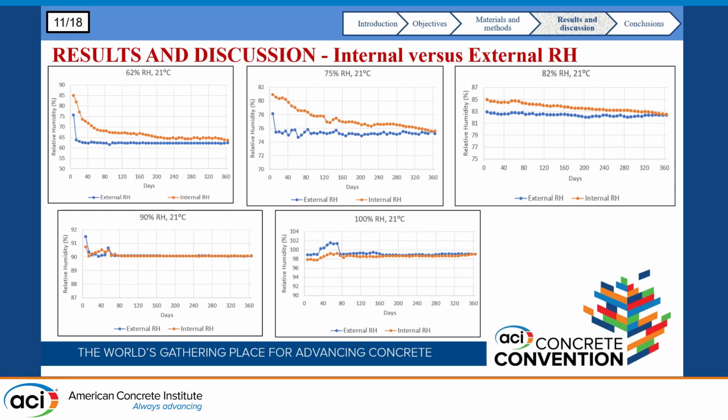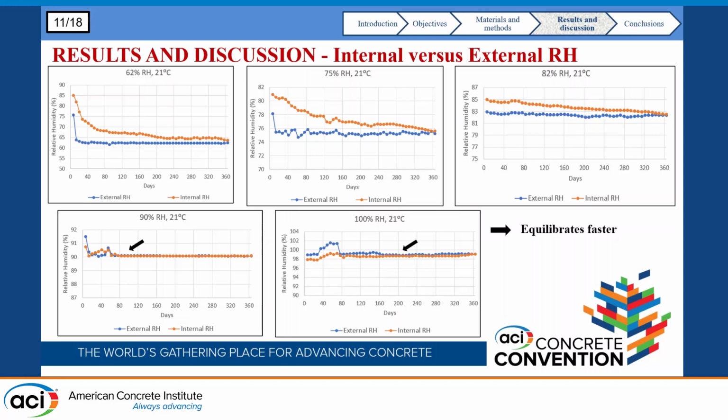Now, here are the results of the internal and external moisture carried out for a period of 365 days at relative humidity from 62% to 100% average. Basically, we realized that the internal moisture, which is represented in orange, either increases or reduces to equilibrate with the external relative humidity. However, the rate of equilibration is dependent on the internal moisture.